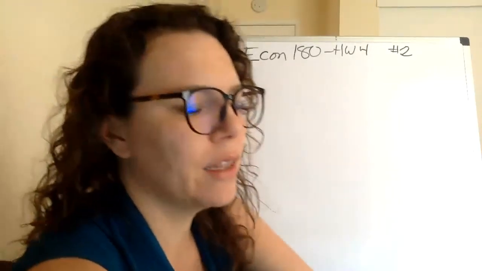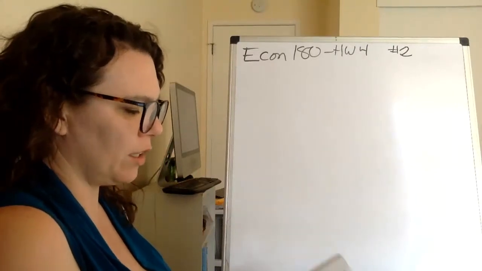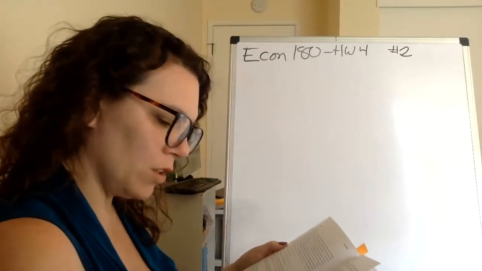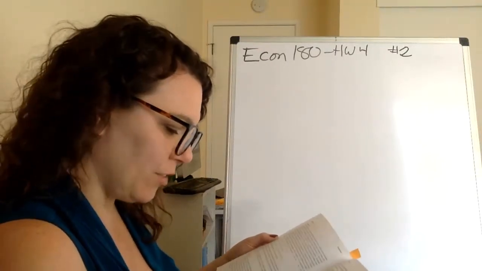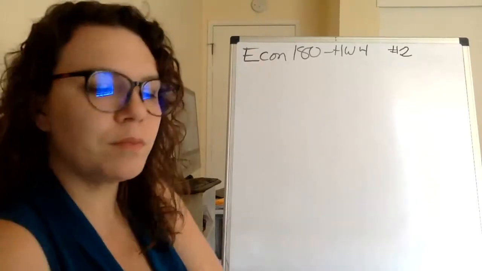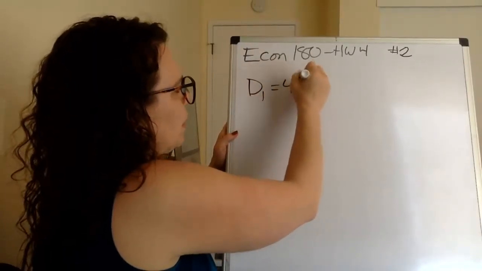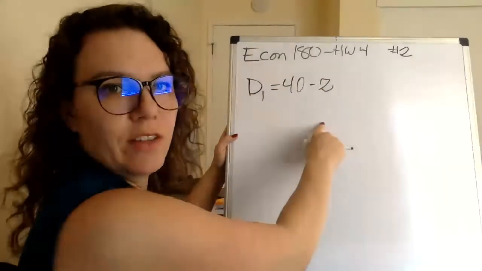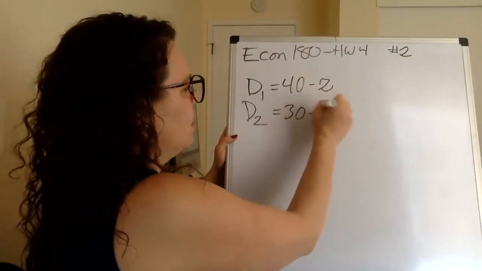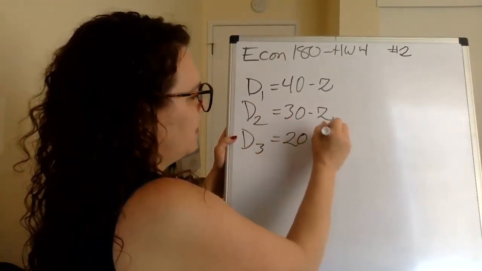So basically this is a local public good problem. It says we've got 3 people in a community and they're trying to decide the socially optimal level of a public park to have. We have 3 consumers, 1, 2, and 3. They each have different demands. Person 1 has demand equal to 40 minus z, where z is the level of park. Demand 2 is 30 minus z, and demand 3 is 20 minus z.